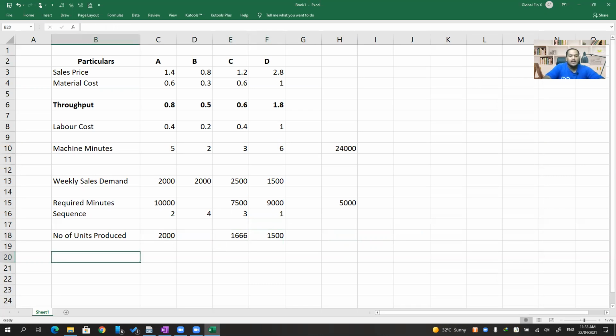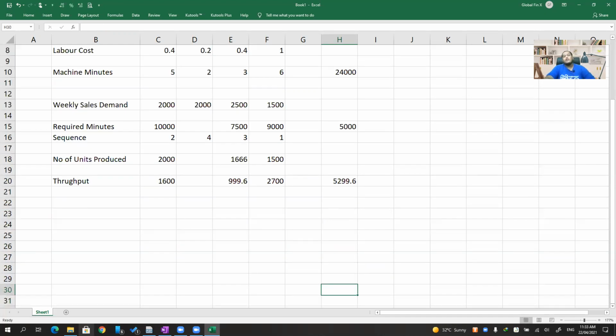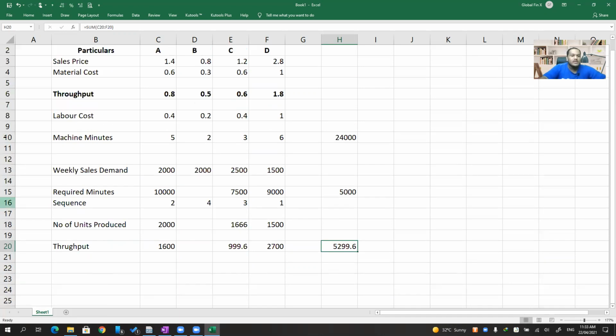Okay, so let's calculate throughput. 2000 units into 0.8. Then nothing is produced here, so 0. 1666 into 0.6 throughput. And here it is 1500 into 1.8. So what is the total throughput that we are getting? $5,299.6, $5,300, sir. Okay, let me do a calculation in a different manner. Ma, this is absolutely wrong. So let's do the correct calculation.